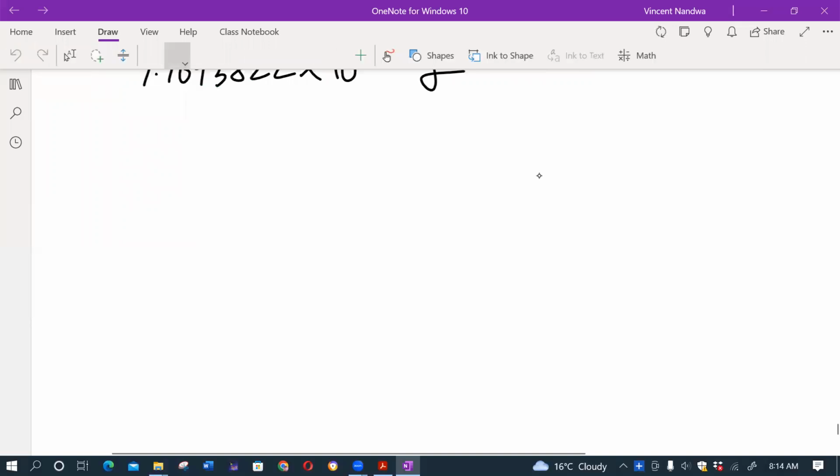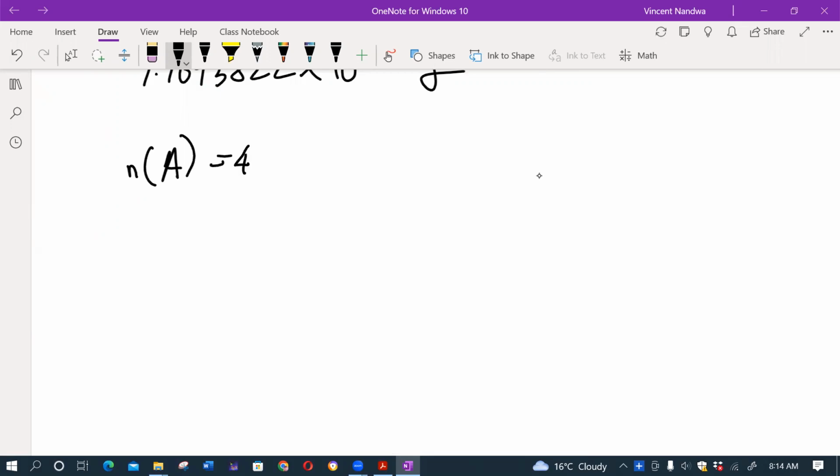So we are being told that out of 500 car owners investigated, 400 owned car A, so the cardinality of A is given by 400, and 200 owned car B, so the cardinality of B is 200. 50 owned both car A and car B, which means the cardinality of the intersection of the two sets A and B is 50.